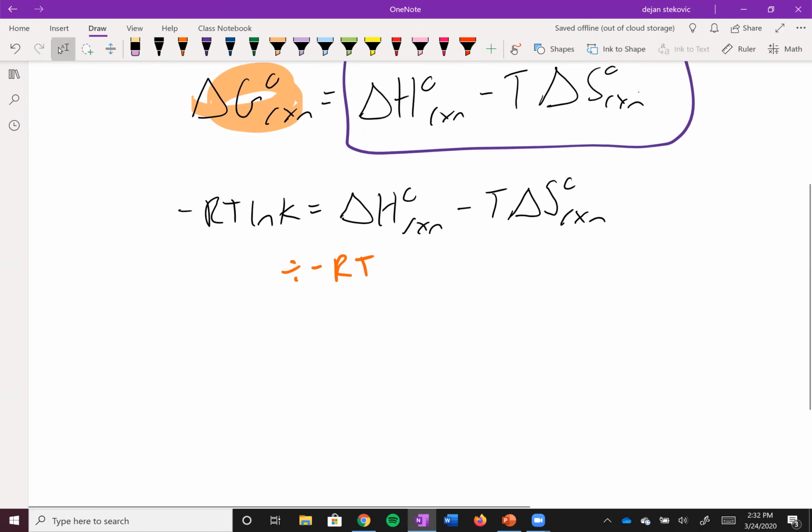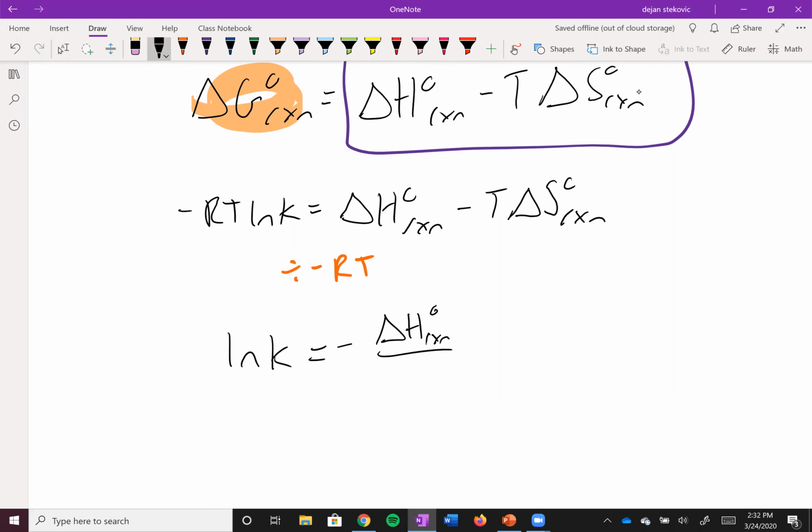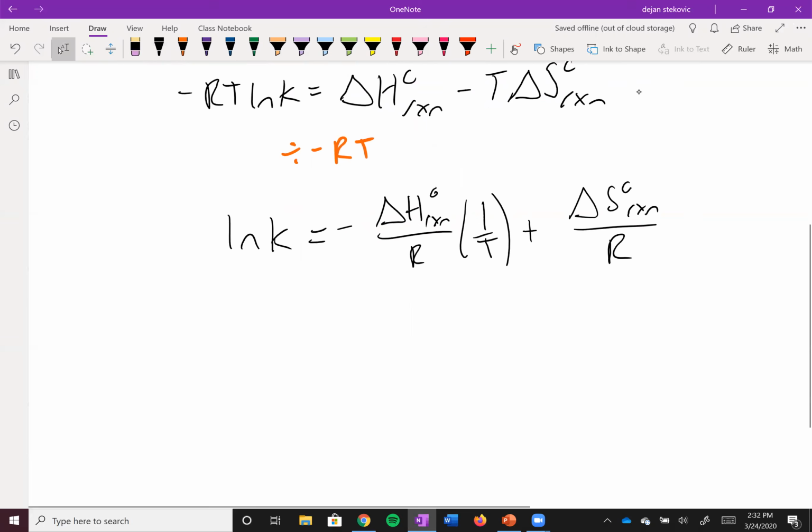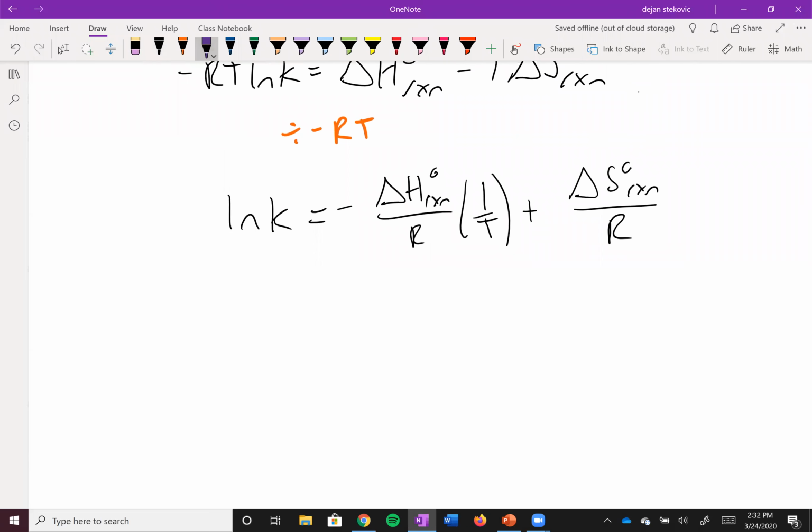You'll see why in a minute here. And so on this side, it cancels out to just be ln of K. This one we'll write as negative delta H of the reaction over R times 1 over T. You'll see why we wrote it that way in just a second, plus this then delta S of the reaction over R. And so why do we write the equation like that?